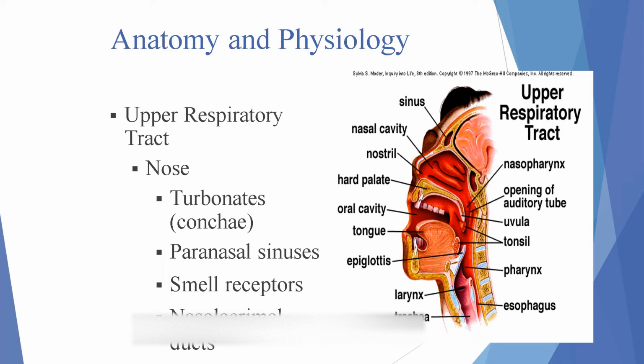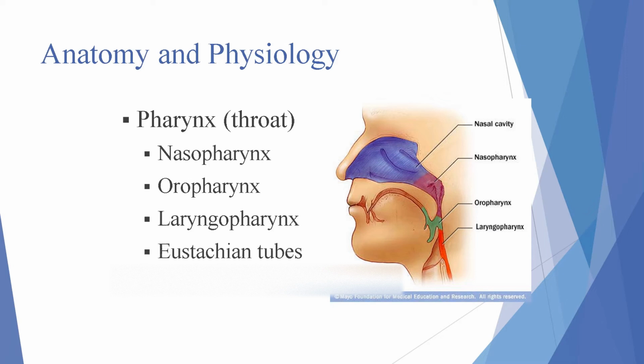So anatomy and physiology. The upper respiratory tract: you have your nose, your paranasal sinuses, your smell receptors, your nasal lacrimal ducts. Then you've got your throat, your pharynx, the nasopharynx and oropharynx. All of it is pharynx, but it's named based on where it is, your larynx, your oral, or your nasal. Then the eustachian tubes.